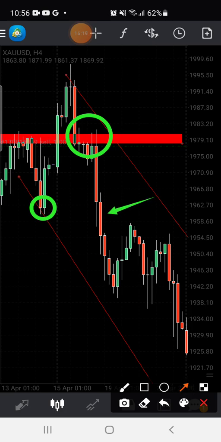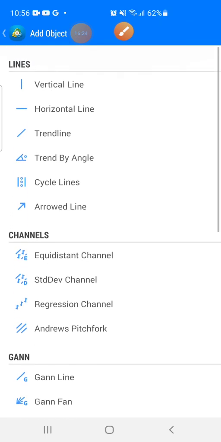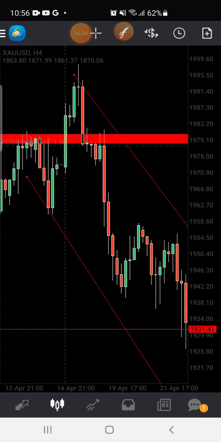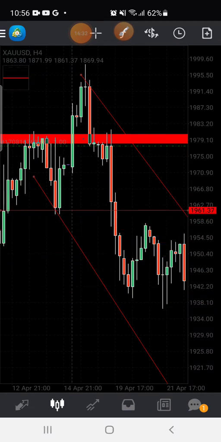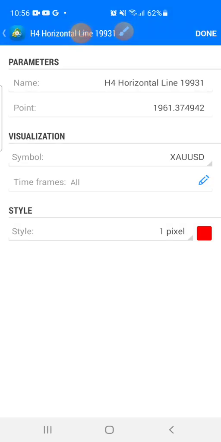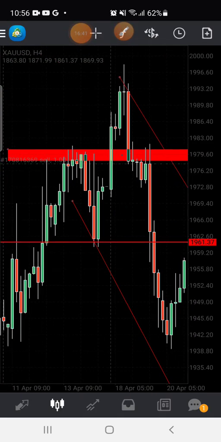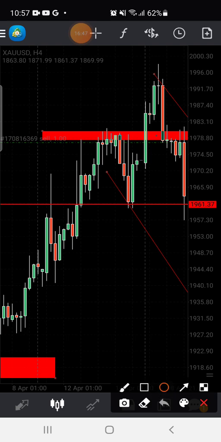Okay, let me pick a horizontal line to show you your entry points as a conservative trader. This should be your entry point. Okay, so at this point, that should be your entry point. Let me know if I can increase this to 4. All right, I think it's okay now. So look at your entry point there. That should be your entry point at this point.